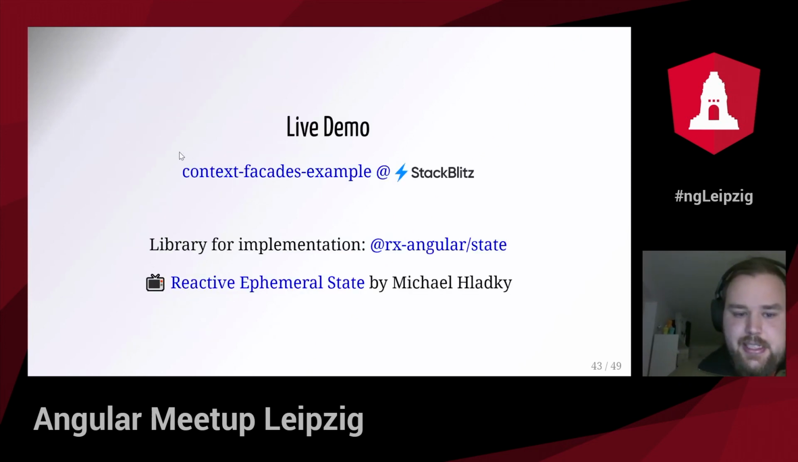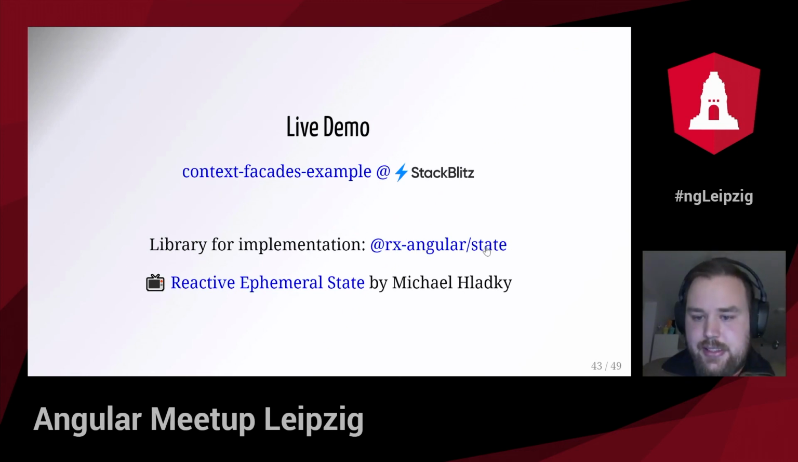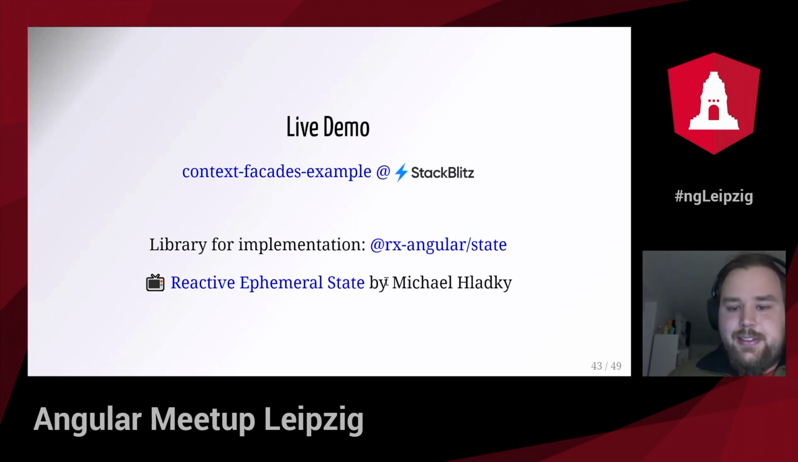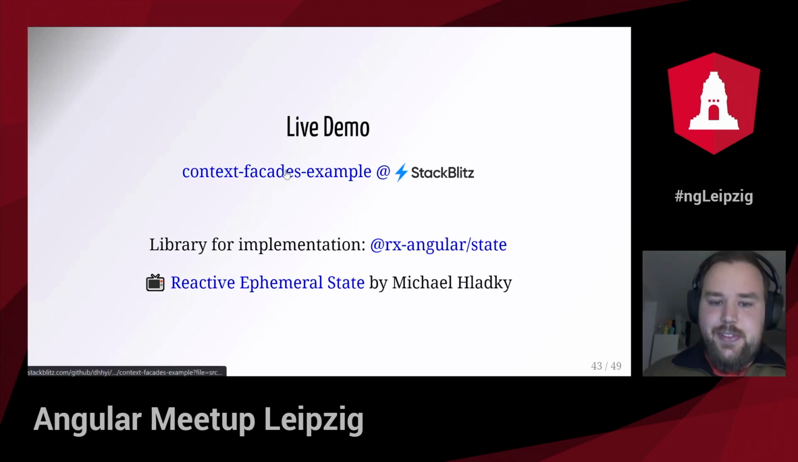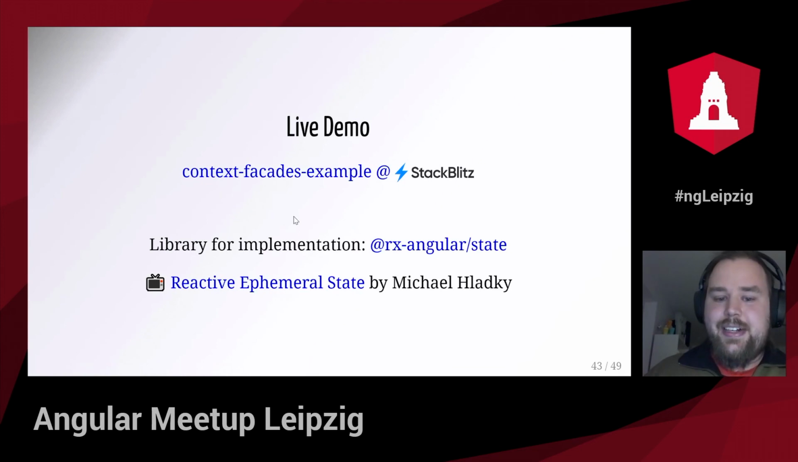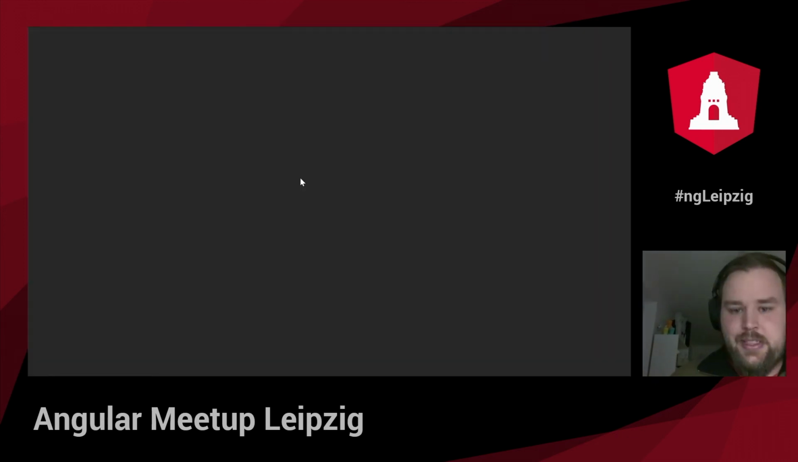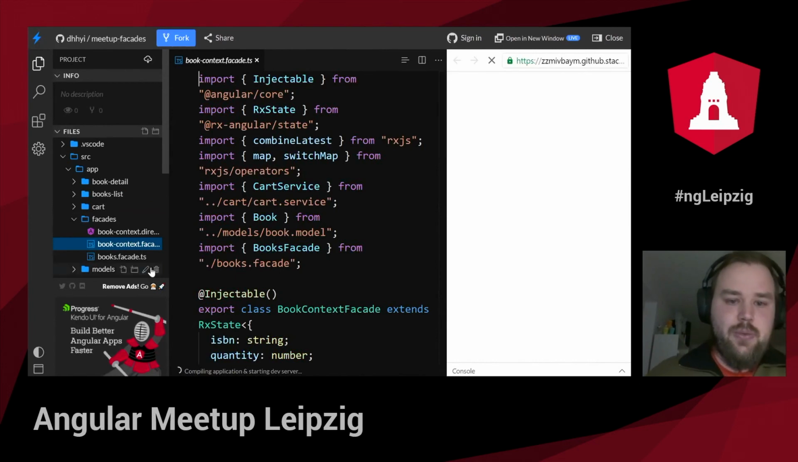So again, an example where I have been using RxState for the implementation of the context facade. Have a look at the talk Reactive Ephemeral State by Michael. I think the context facade is strongly relying on concepts of this ephemeral state management. So have a look later on. So how does this look?